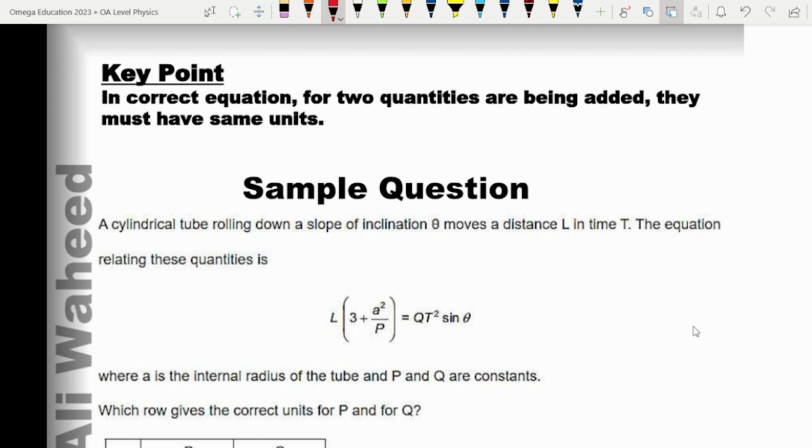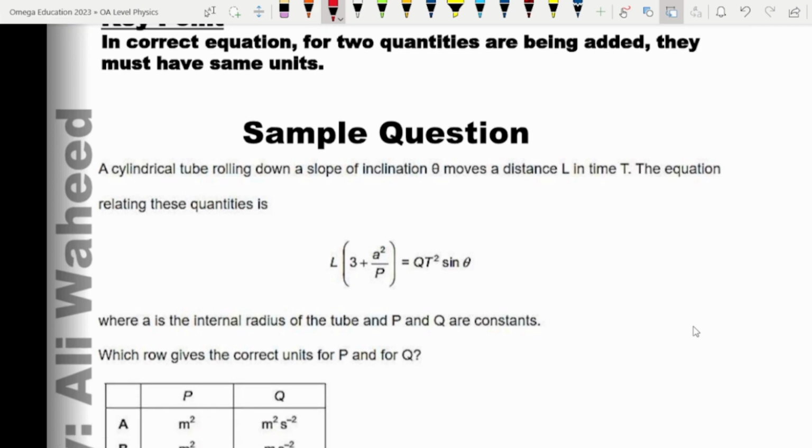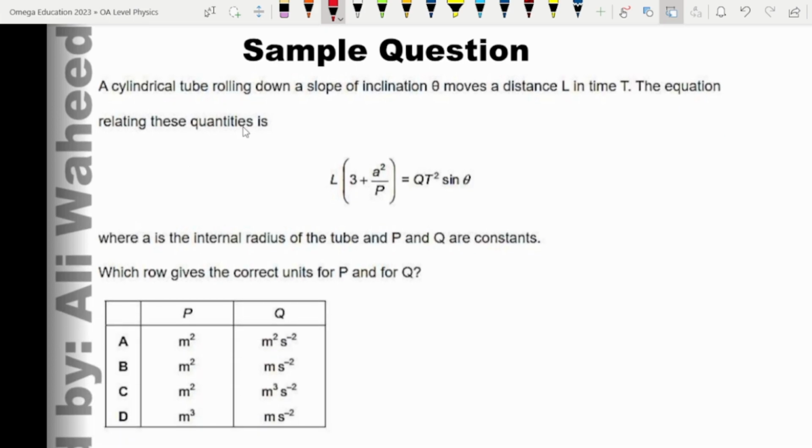The key point, which we covered already: in a correct equation, two quantities being added or subtracted must have the same units. This very same concept would be used in the sample question. You're provided with this equation, and a is the internal radius. Radius means it is a length between two specific points. In any case, the base unit would be meters, and p and q are constants. They must have some units.